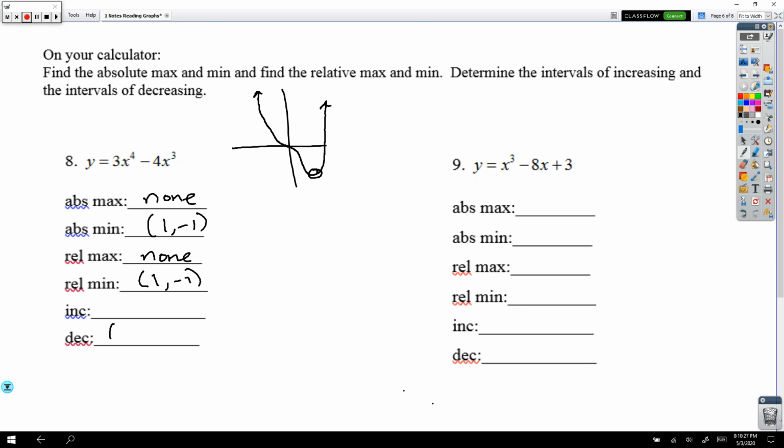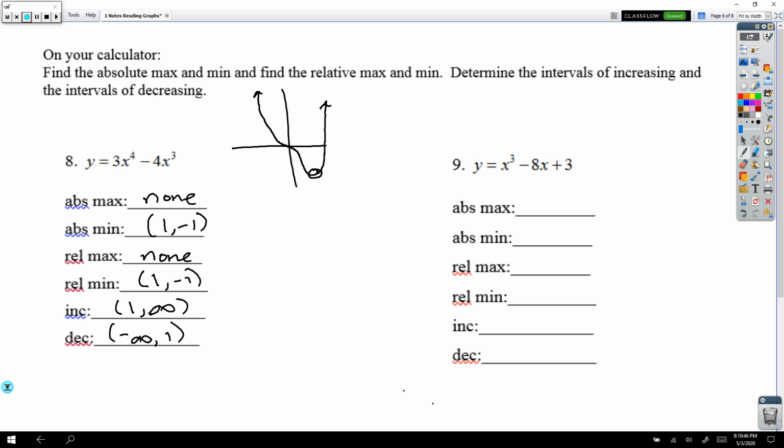So from negative infinity to 1, I'm increasing. And then from 1 to infinity, or sorry, I said that backwards. From 1 to infinity, I am increasing. From negative infinity to 1, I'm decreasing. All right. All right, again, we're going to have to graph this.